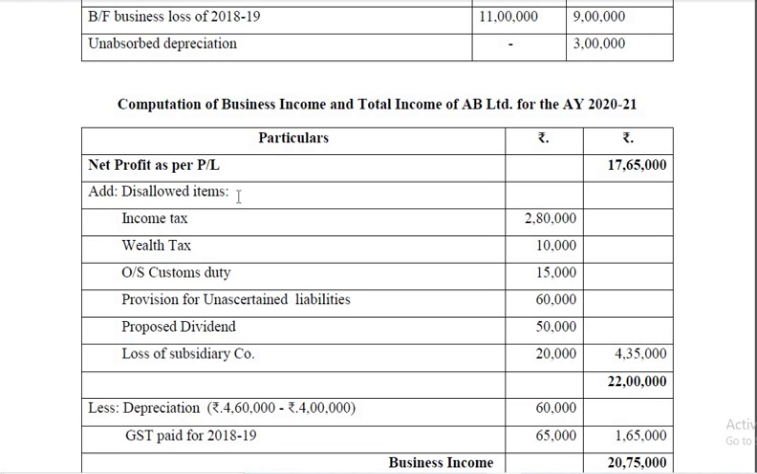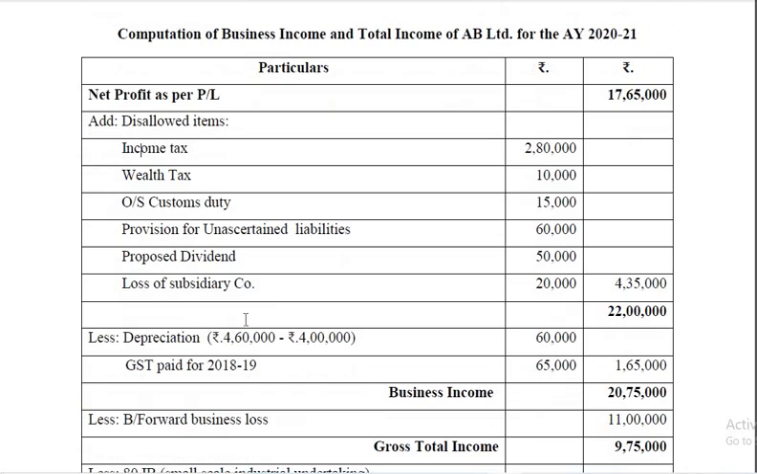Like income tax, I told you already, wealth tax, outstanding customs duty, provision for unascertained liability, proposed dividend, and loss of subsidiary company. These are the items to be added. Whereas while computing book profit, income tax should be added back, but not the wealth tax, but not the outstanding customs duty, whereas the rest of the three items are to be added back. Okay, so these are the items added. The total is 4,35,000. This will be added to net profit. As a result, 22 lakh will be the total.